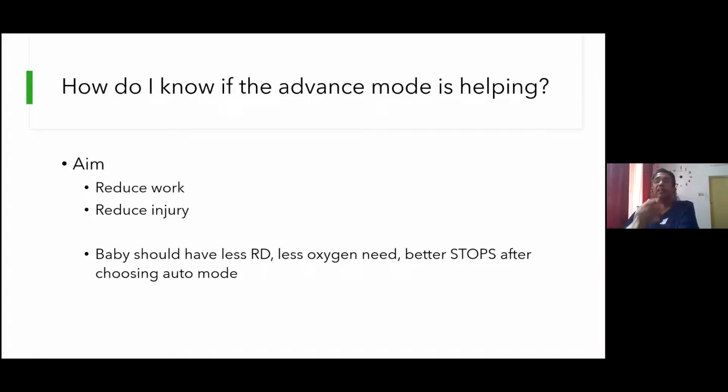The baby's clinical respiratory distress should become better. He should require less oxygen on the ventilator than he was before I started this advanced mode. His sensorium should become better. He should remain euthermic. His perfusion and heart rate should become better. His sugar should be better. So basically, the baby should become better.